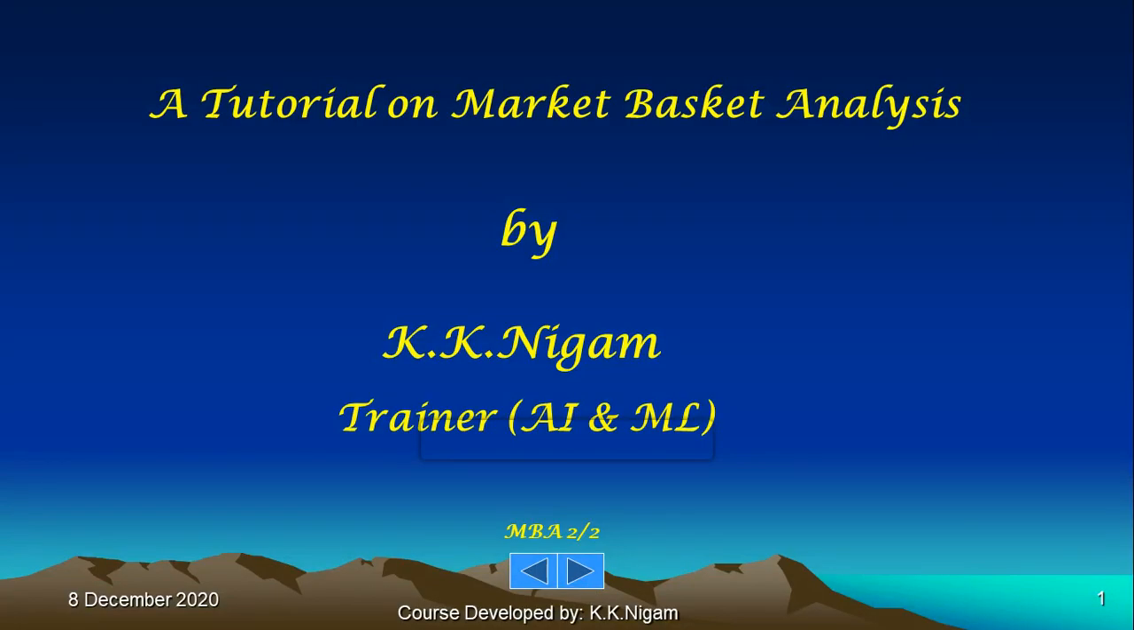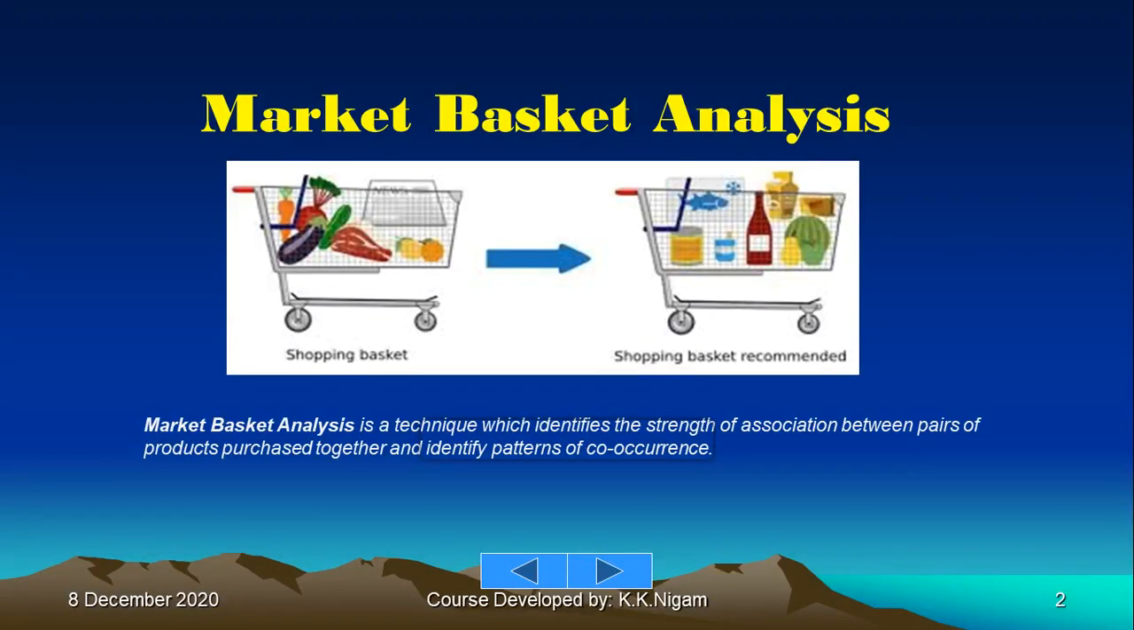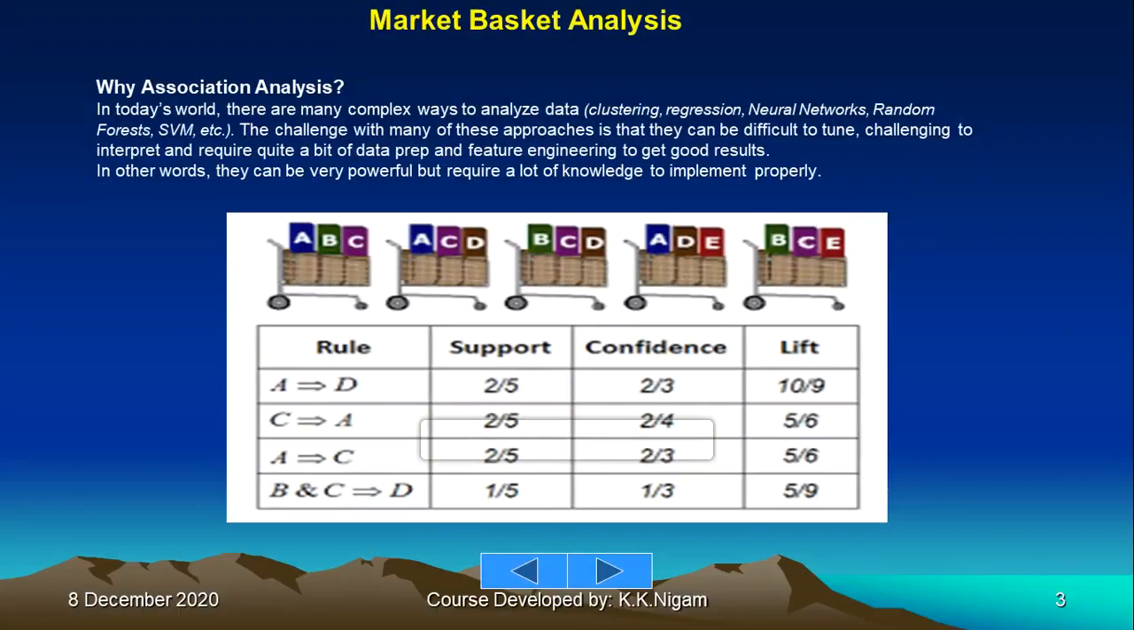So let's start with the second part of the market basket analysis. Now, as we have seen, market basket analysis is a technique which identifies the strength of association between pairs of products purchased together and identifies patterns of co-occurrence. Now, why this association analysis?